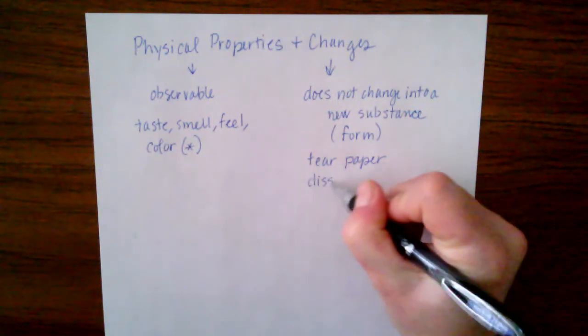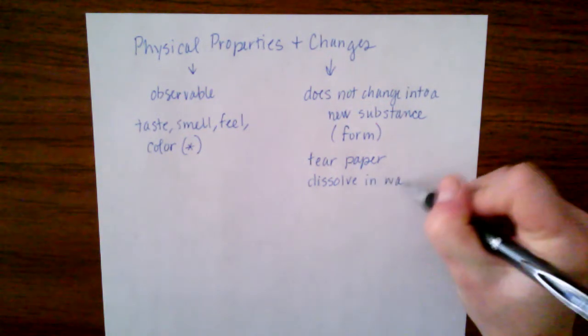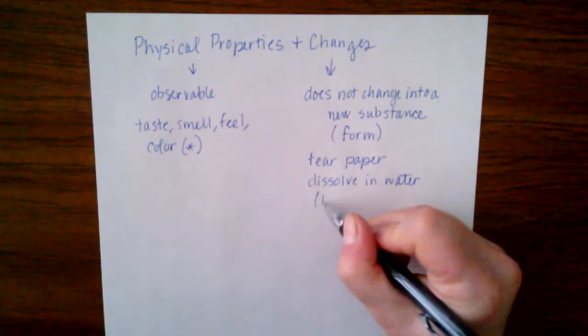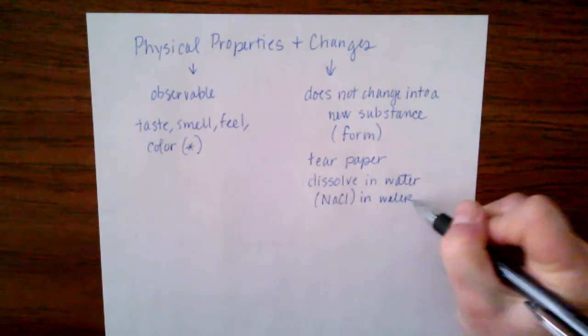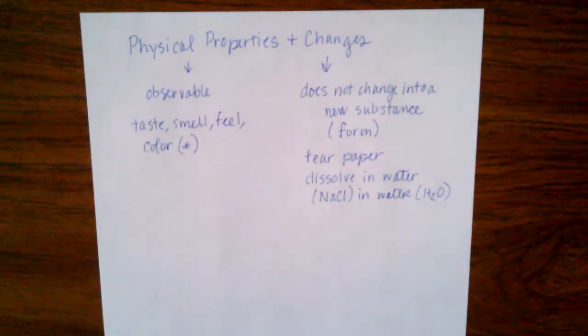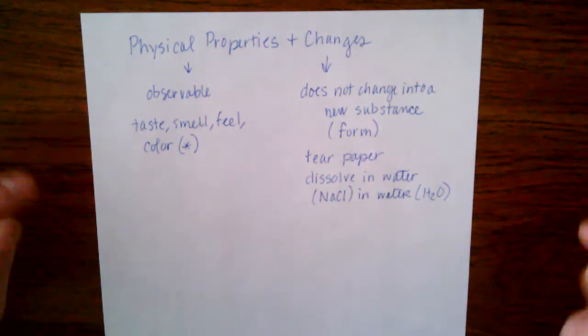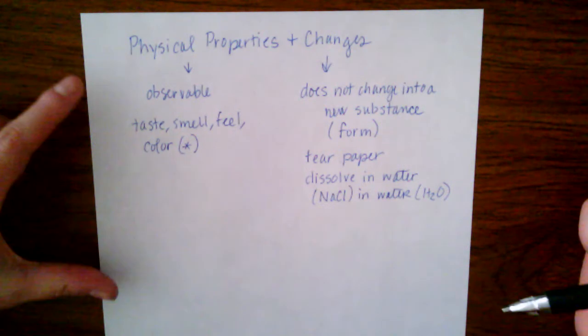This is another one that a lot of people really get confused on, but if you dissolve in water, so let's say we dissolve salt, which is NaCl, and water, which is H2O, it's just changing the form of the salt. It's not changing it into a new substance. So it is salt water, but you can get the salt back out and you can get the water separated from it. If you heat it, then the water's going to evaporate off and it'll leave the salt behind. So dissolving something in water is actually just a physical change.